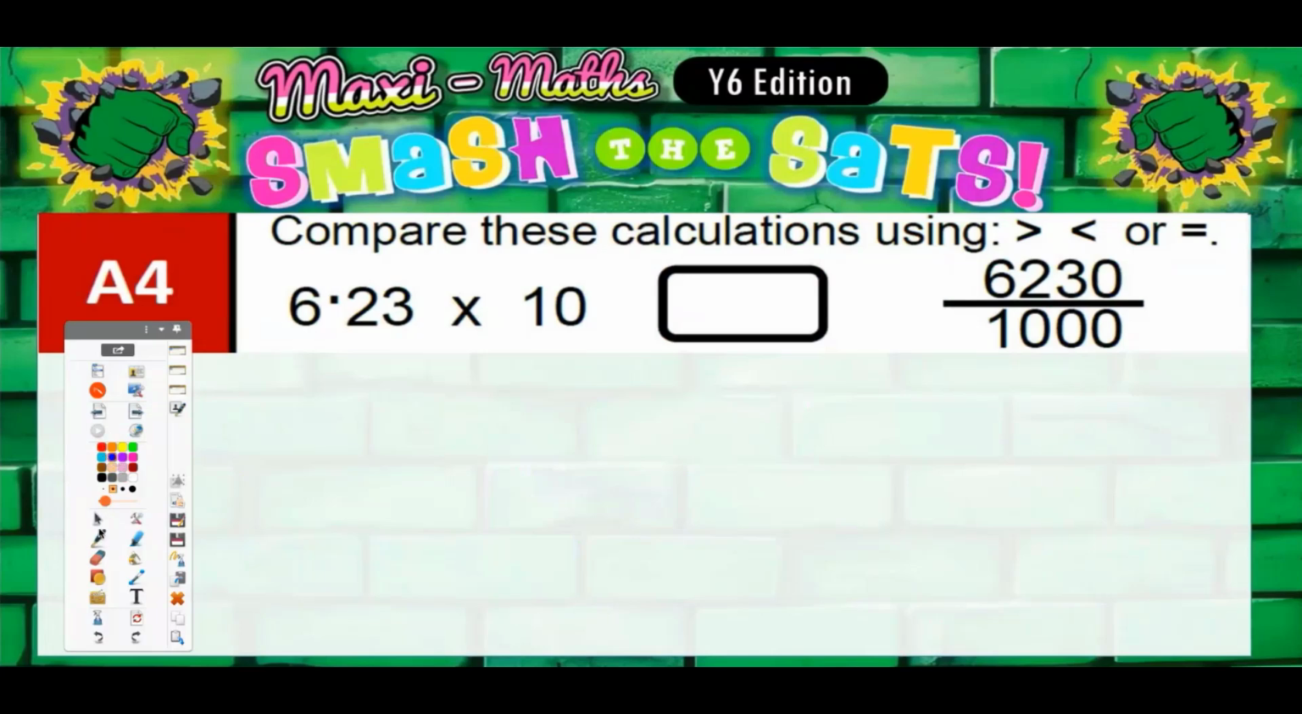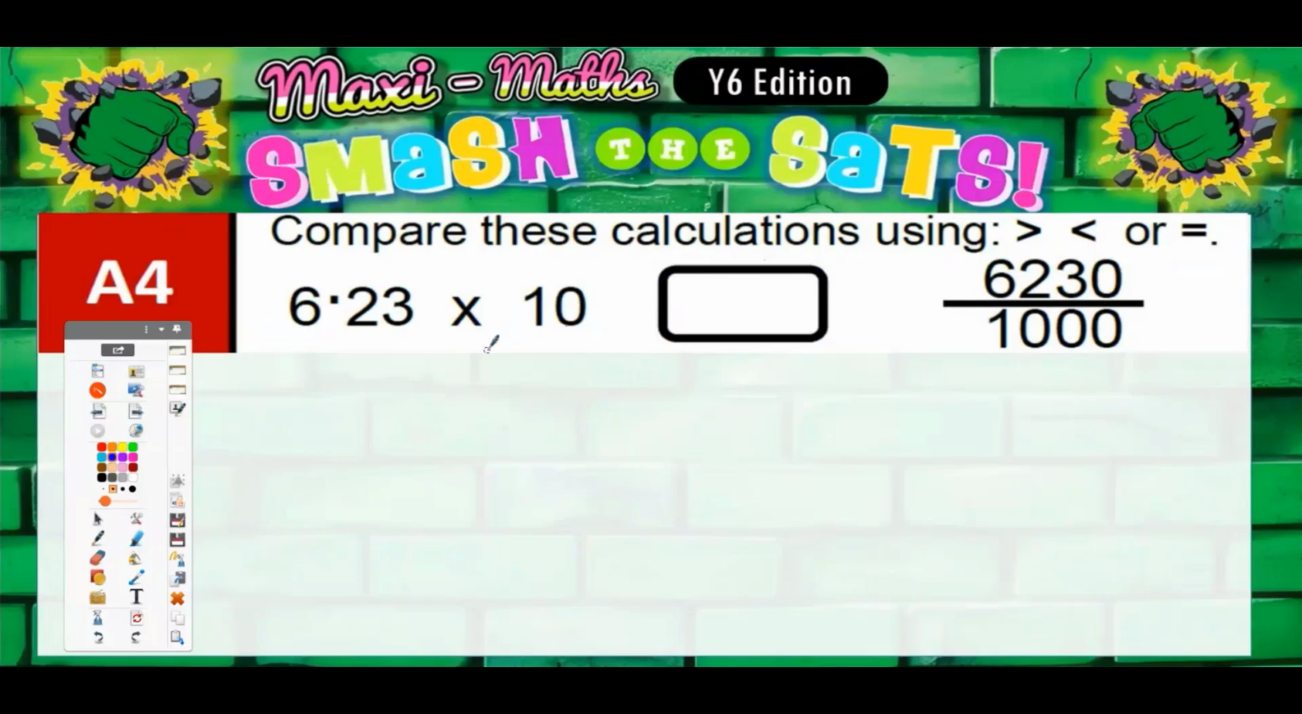Okay, so for question 4, we've got to figure out which one is bigger. If we think the one on the left is bigger, the crocodile's mouth, or the inequality sign, will face to the left, because the crocodile's mouth is hungry, so he always buys the bigger thing. If we think the right-hand side is bigger, we'll do the crocodile's mouth the other way around. If we think they are equal, we will put an equal sign. So the best way to do this is just to figure out what the answer to both sides are.